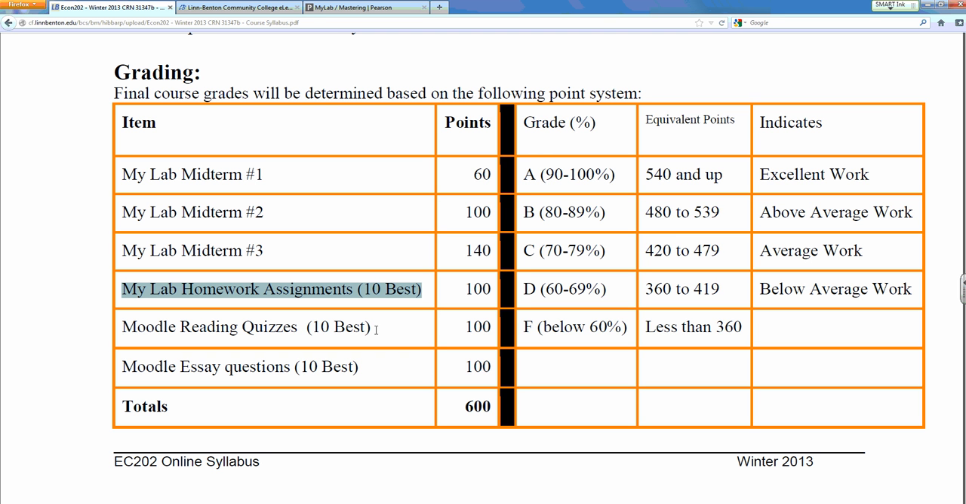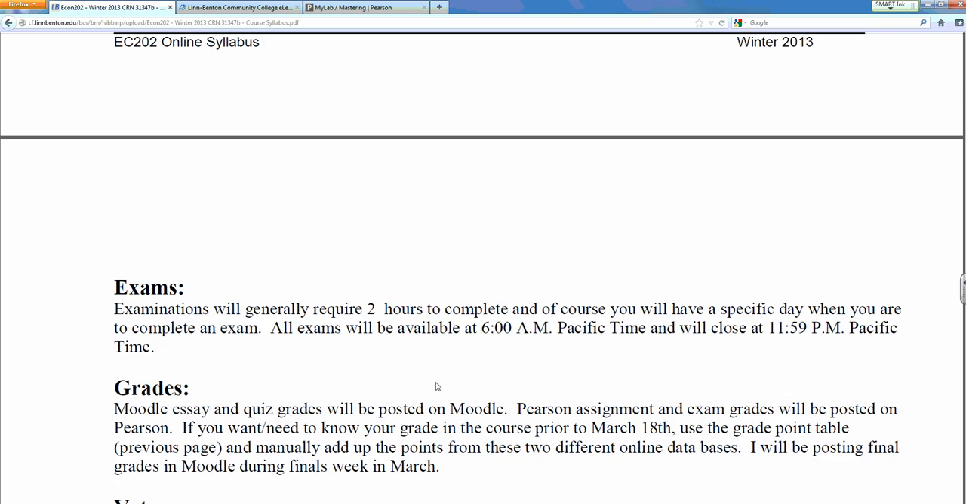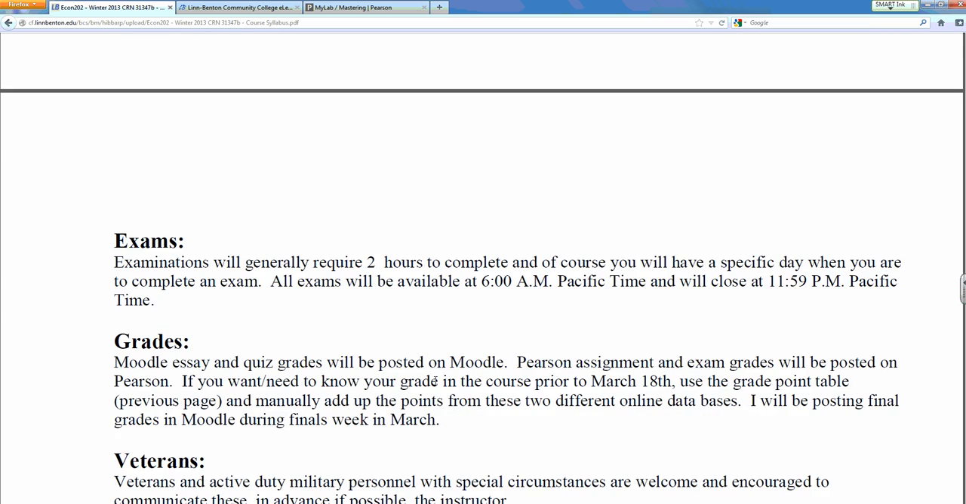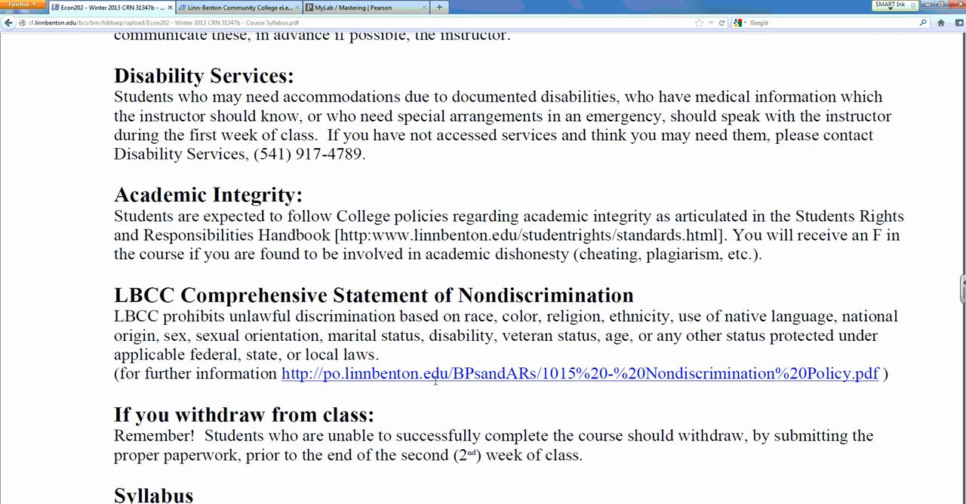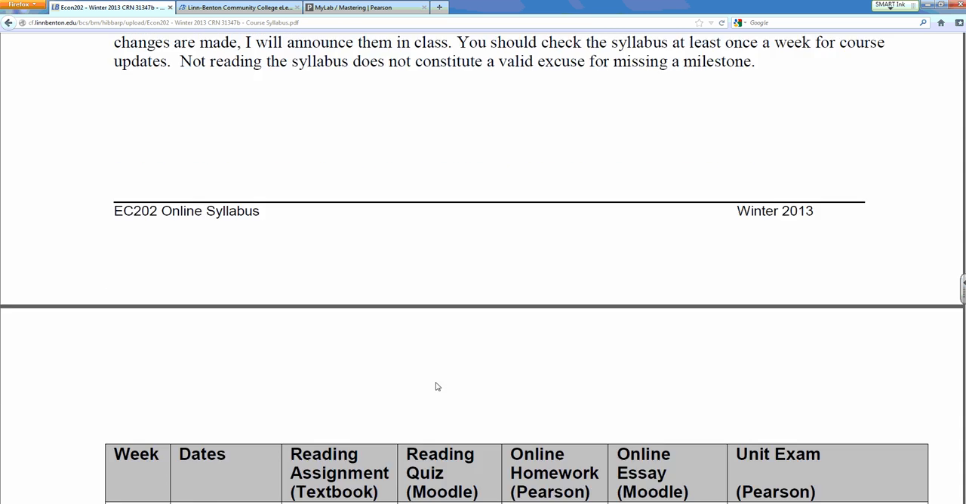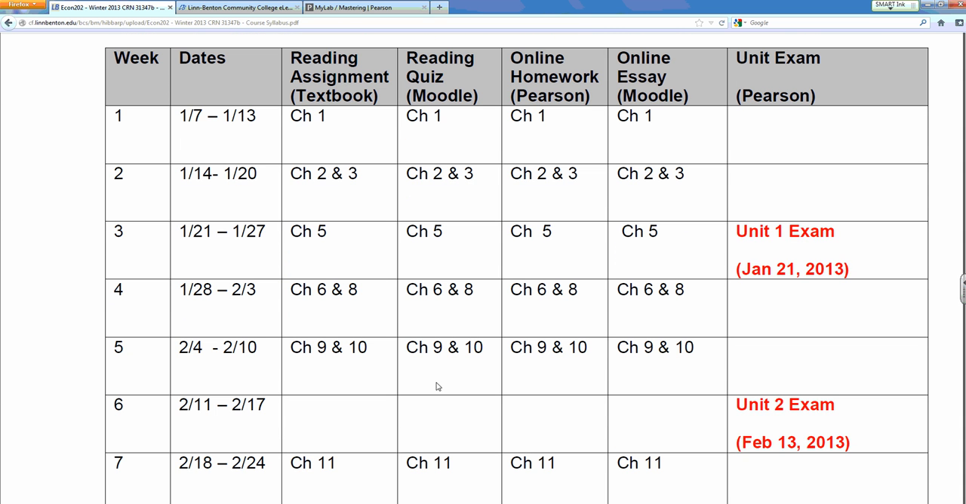For Moodle reading quizzes, again, there's 14 Moodle reading quizzes. I'll be taking the top 10, so we'll be dropping the worst 4. And those are also worth 100 points. And then your Moodle essay questions, again, I'll be taking the top 10 and dropping the worst 4, and those are 100 points total. Scrolling down, I'll let you read all the details on your own, but I want to go over the calendar. Here's the schedule week by week of what your assignments are going to be.